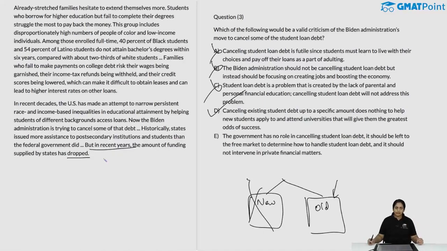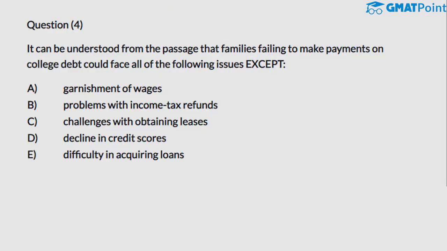So E is also incorrect. That is not a valid criticism, because it's not specific to the Biden administration's current action. It is a criticism of all funding given by state or federal authorities. So it's not specific to this current action, because this current action is in line with what has happened before. So E is also incorrect. D would be the right answer.